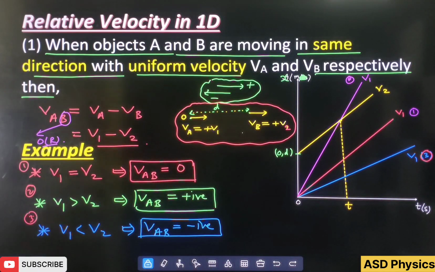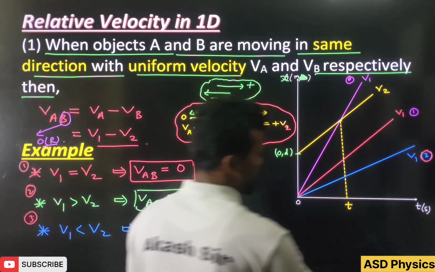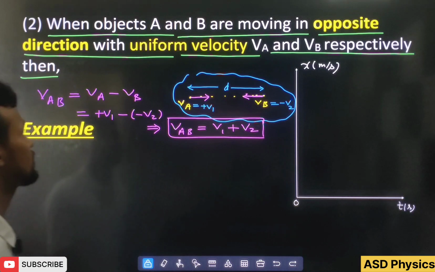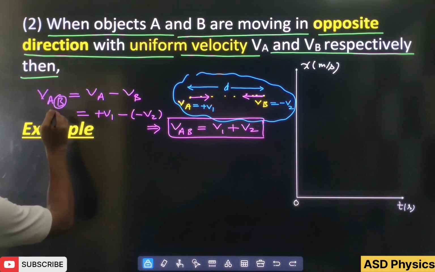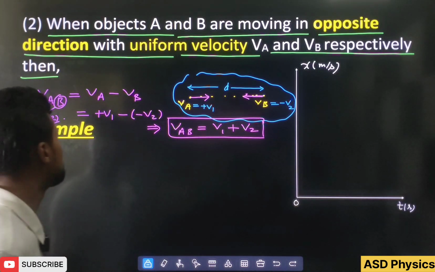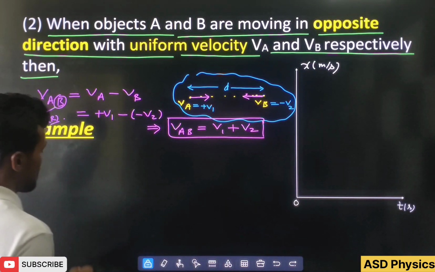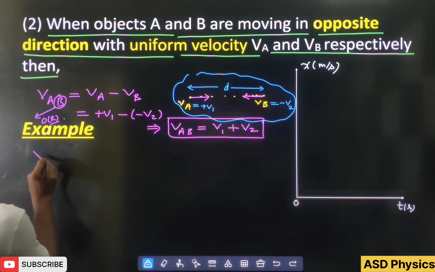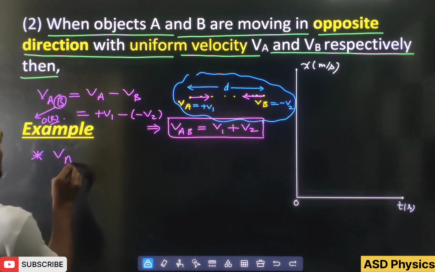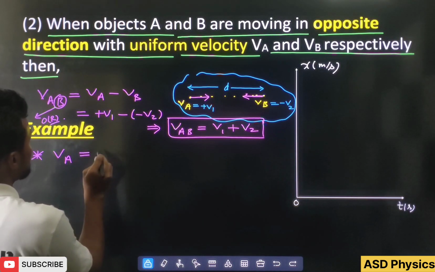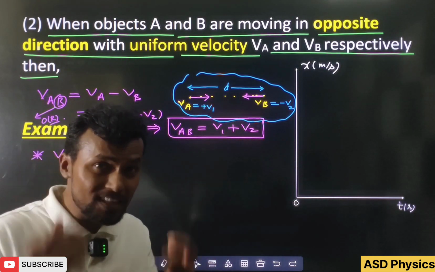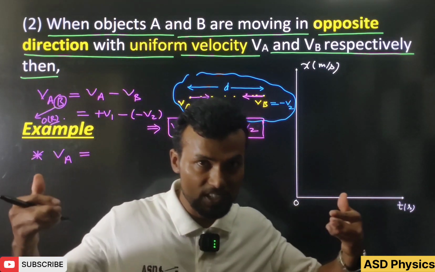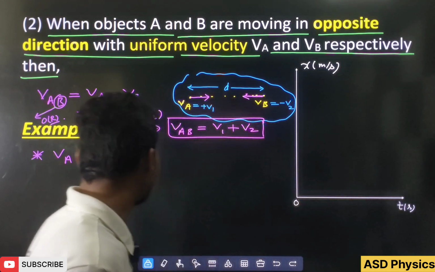Now, if we talk about the velocity of A with respect to B, this B is the observer, in the rest situation. So now, students, let's take an example. Let's take VA as anything. Do you think that at any time they will cross each other? At all times they will cross each other, because they are moving towards each other, they will anyhow cross each other.